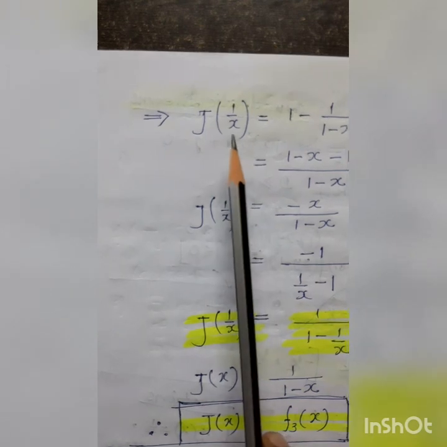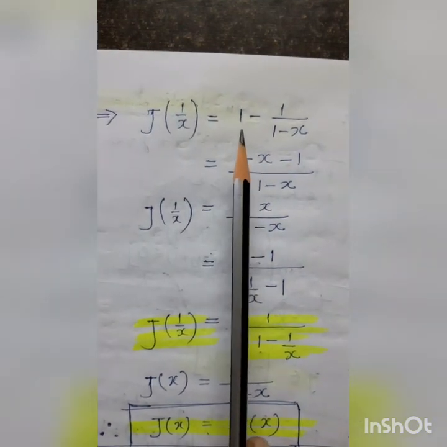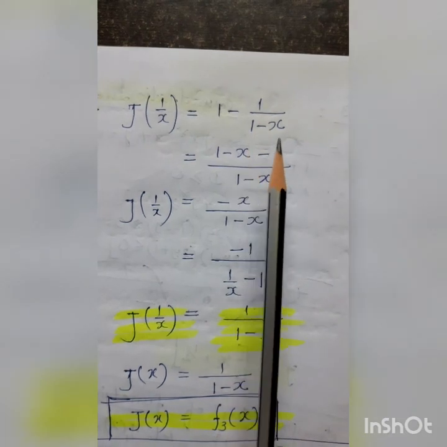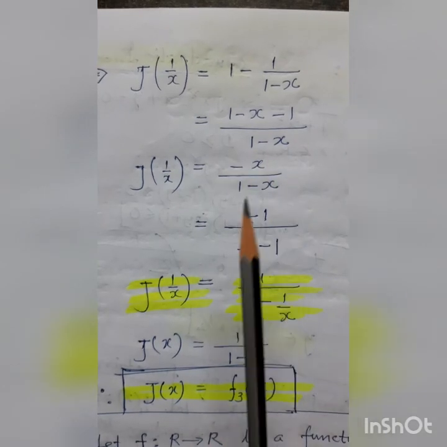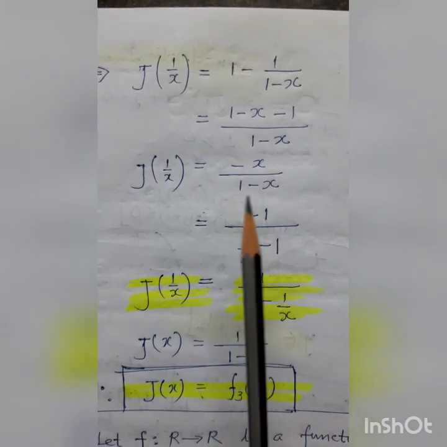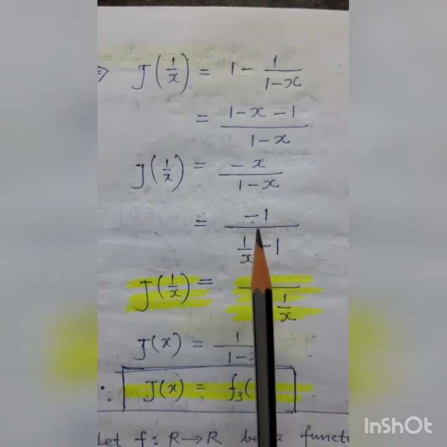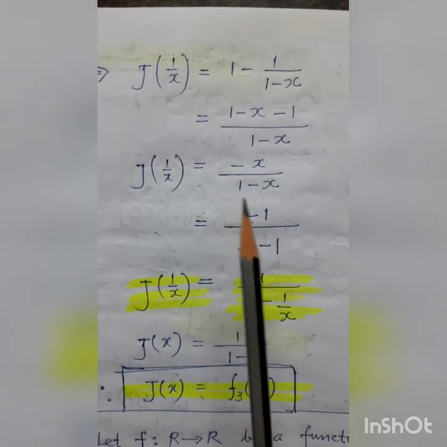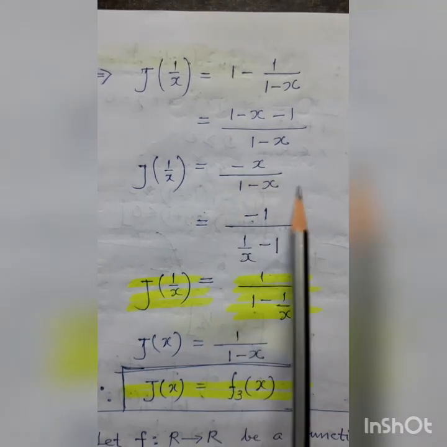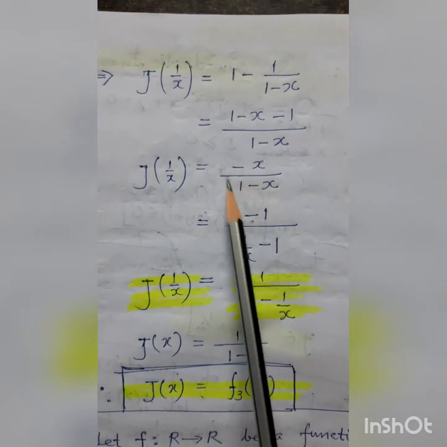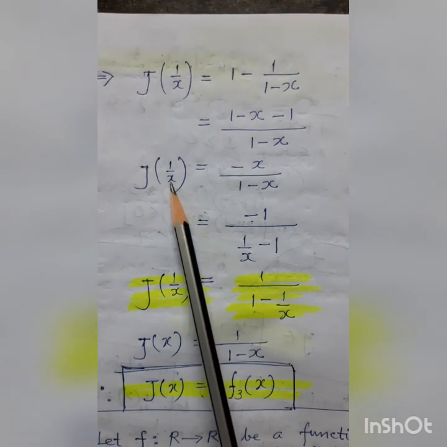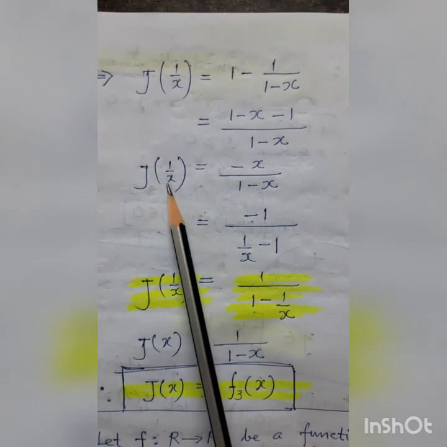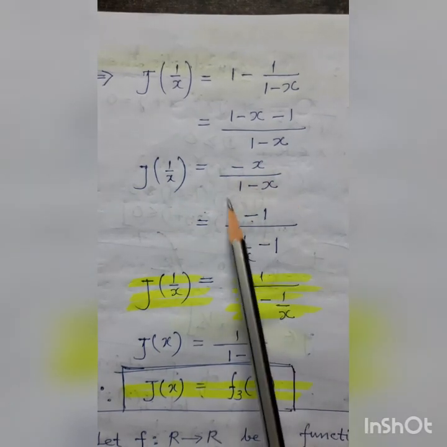Implies j of 1 by x equals 1 minus 1 by 1 minus x. I have simplified this by LCM and I got minus x by 1 minus x. And I want to write this in terms of 1 by x, because this is j of 1 by x, so the function is in terms of 1 by x. Therefore, I want to write in terms of 1 by x.